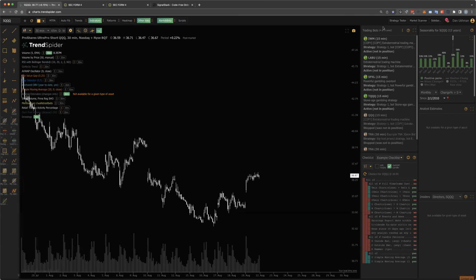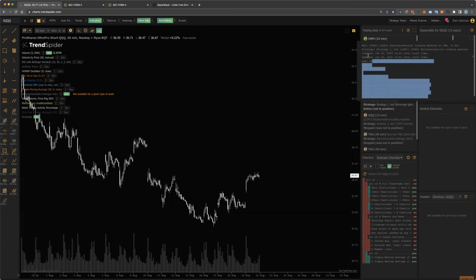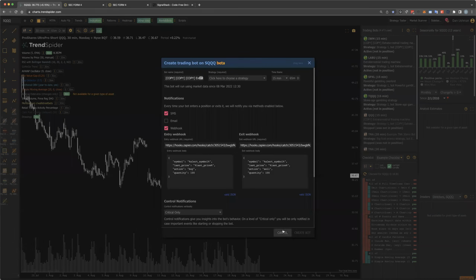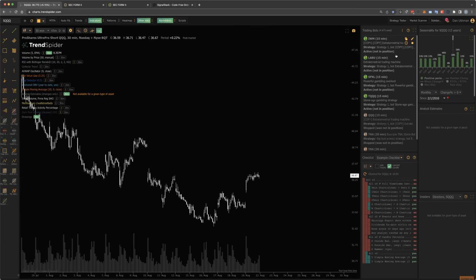I forgot to show you the sidebar widget for them. Here you can see their status. If you click the little eye, it'll give you a copy and pastable blurb that shows you the last 5 signals the bot received, the last time it checked the market, and its current status: bot's active, but it's not in a position. You can also clone these. Just press clone, copy it to a new symbol, and it'll copy everything for you. And you can obviously stop and edit them too. If you want to change what they're doing, you can do that as well.